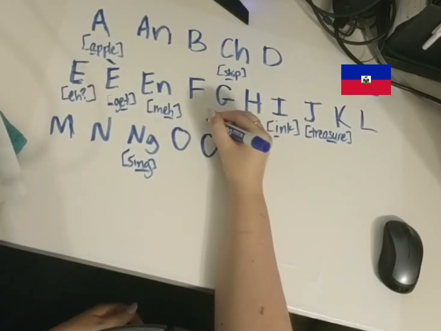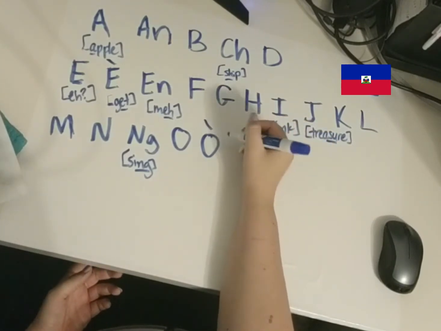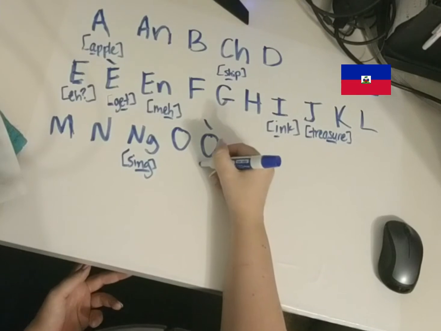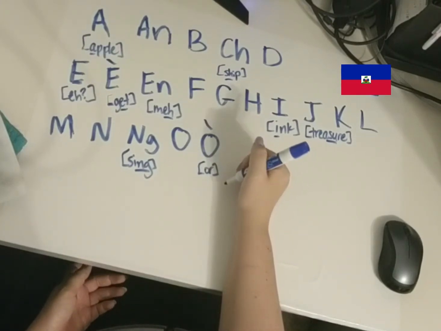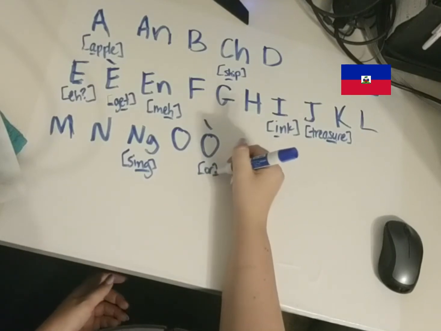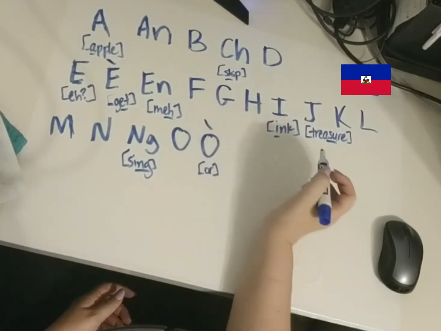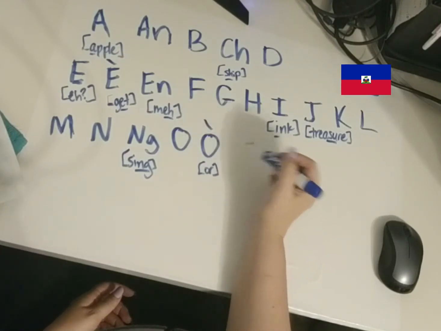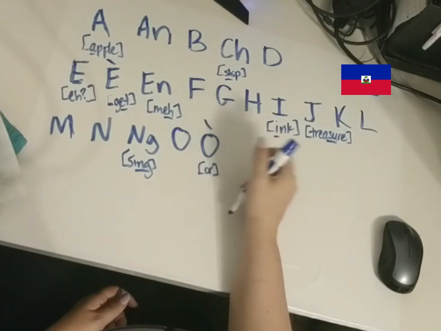And then next we have O with an accent, and this is an aw sound. Aw. So kind of think of like the word or. That's not an O sound. That's not or. It's aw sound. So O, aw. They sound very different. But it's easy to mix them up.